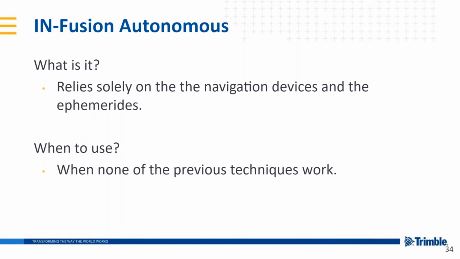Next one is autonomous. Autonomous relies solely on the navigation devices and the ephemeris. When should we use autonomous? Only when none of the previous processing modes work. Autonomous is not recommended. We normally use it for support purposes to troubleshoot issues.